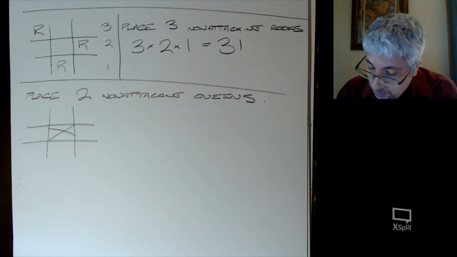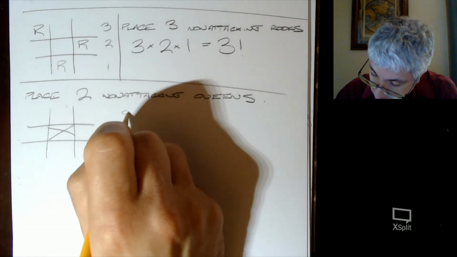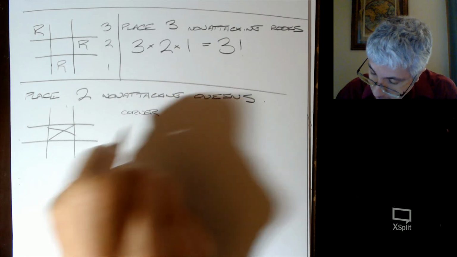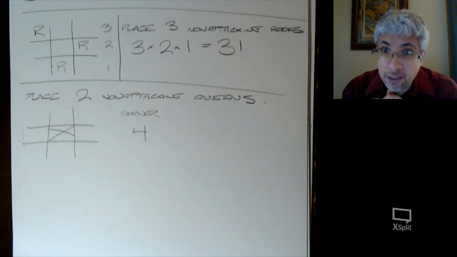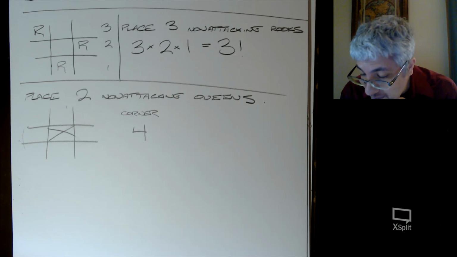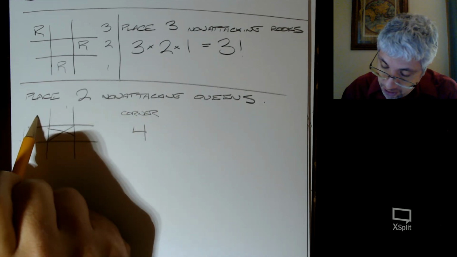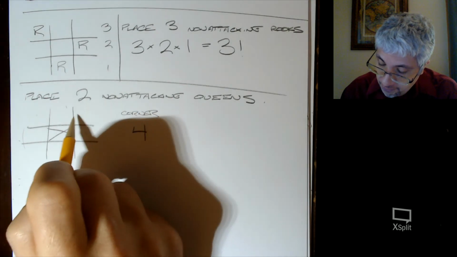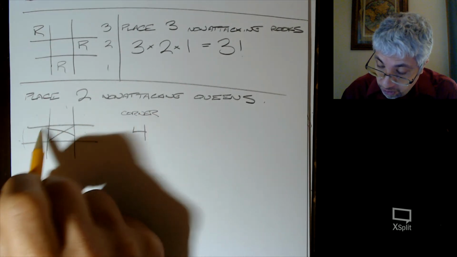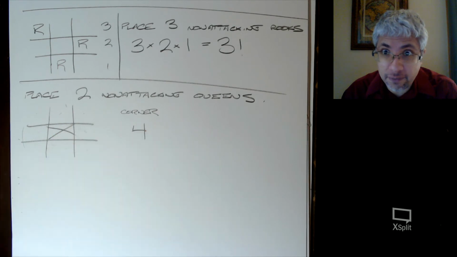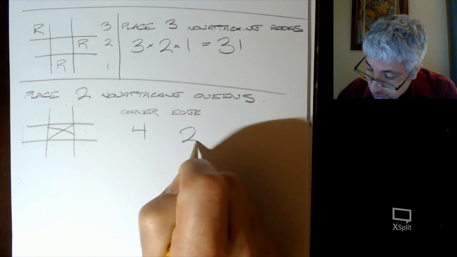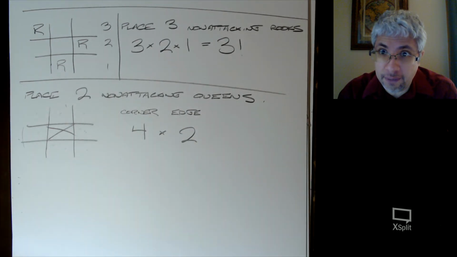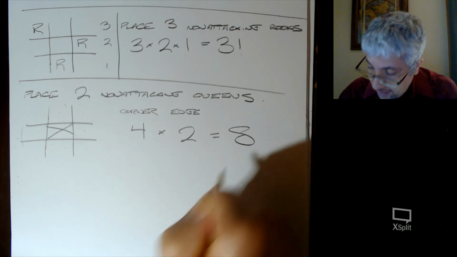Okay, so how many choices do I have for the corner queen? Well, the corner queen is going to have 4 different possibilities because there's 4 corners. And then no matter where the corner queen is, how many possibilities am I going to have for the edge queen? Well, if I'm in this corner, I have these 2 edges. If I'm in this corner, I have these 2 edges, this corner, these 2 edges, and this corner, these 2 edges. So I'm always going to have 2 possibilities for the edge queen. That gives me a total of 8.